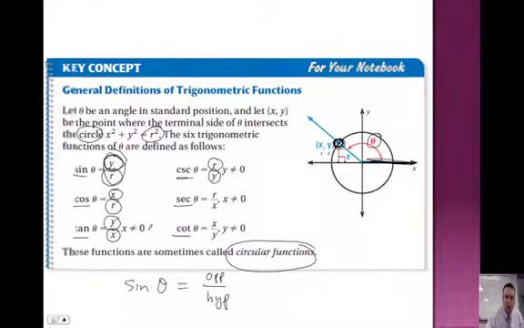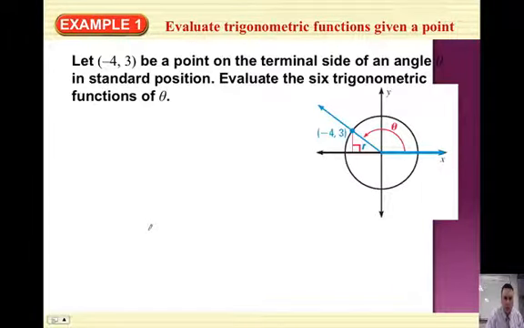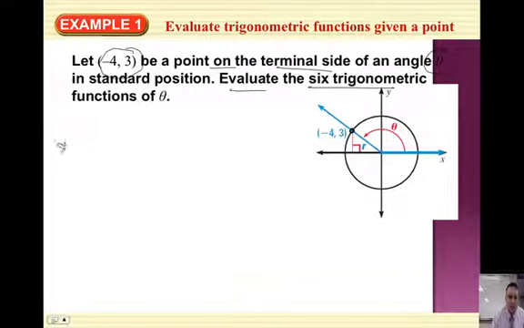Okay, let's use that on an example. Let negative 4, 3 be a point on the terminal side. Here we go, negative 4, 3. Once again, we could put it anywhere. We can put that here, here. Any coordinate on a circle, we can figure this out for. Any one. So, on the terminal side of angle theta in standard position, evaluate the 6 trig functions. We don't know the angle, so we'll just say it's theta.